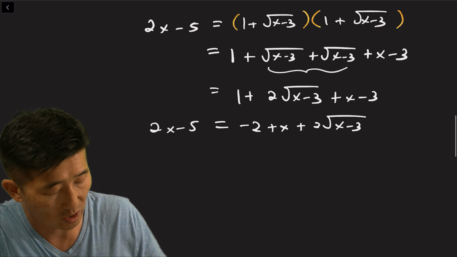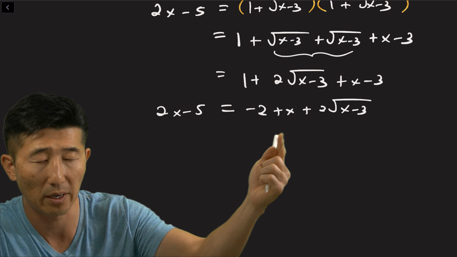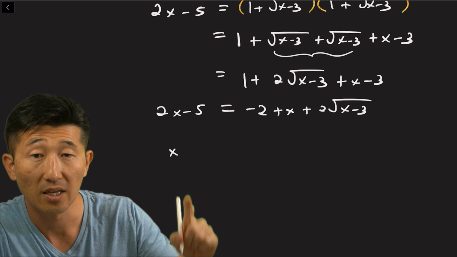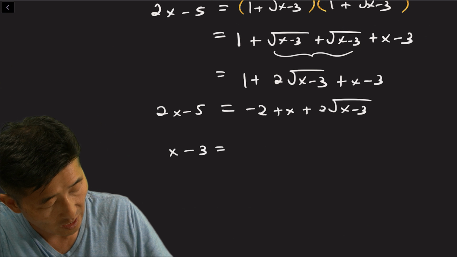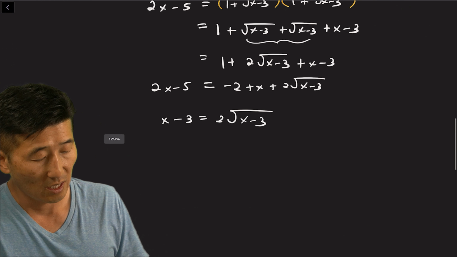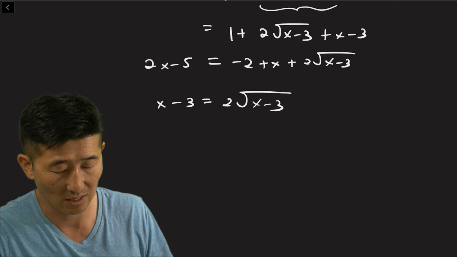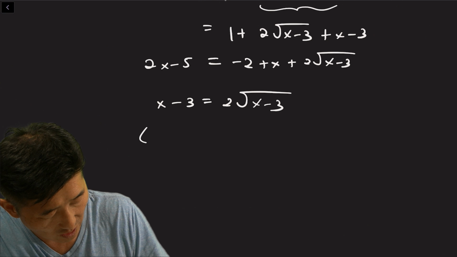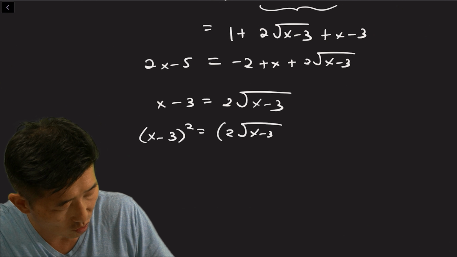And what you can do is now move these to the other side. So 2x minus x will become x. Negative 5 plus 2 will become negative 3. And you're left with 2 square root of x minus 3. And you notice you have to do it one more time to get rid of this radical and bring that x out. So you square both sides again: x minus 3 squared, and 2 square root of x minus 3 squared.